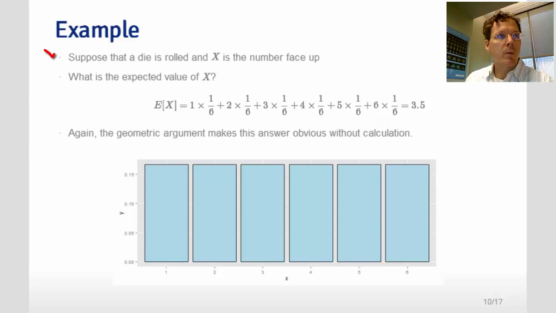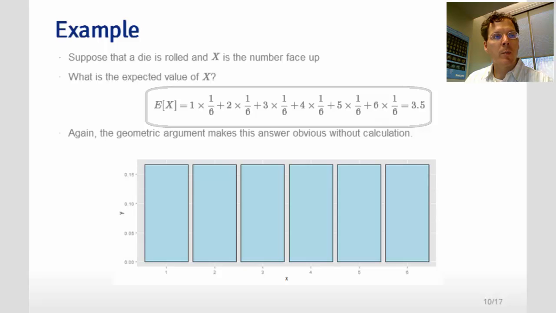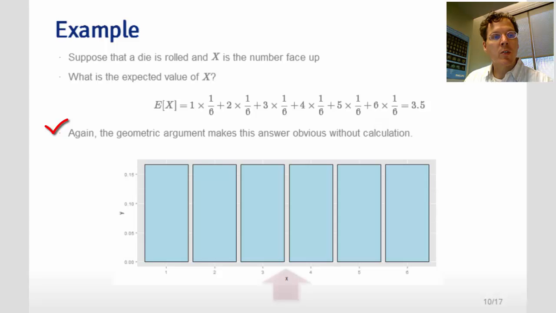What about a die? Suppose that a die is rolled and x is the number that is face up. What is the expected value of x? Here we take the values 1, 2, 3, 4, 5, 6 and multiply them times the probability that the random variable takes them, 1/6, 1/6, and so on. You get 3.5. Again, a number that the die can't actually obtain. The geometric argument makes this obvious. We have 6 bars, all of height 1/6, and if we had to balance them out, it's clear that we would balance them out at 3.5.